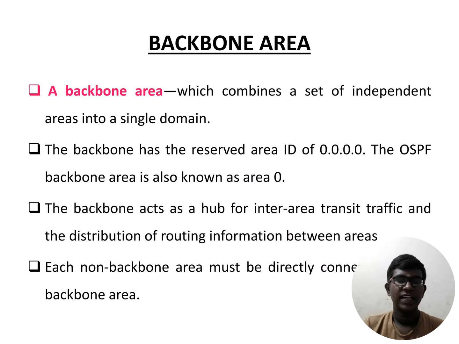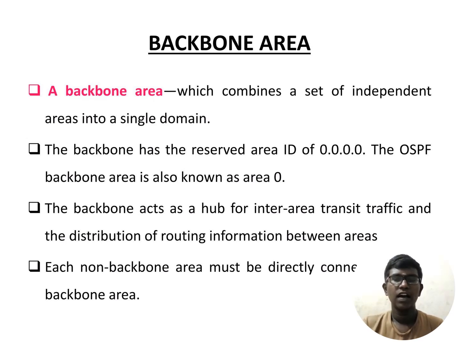A backbone area is the core area which combines a set of independent areas into a single domain. The backbone area has a reserved area ID of 0.0.0.0. The OSPF backbone area is also known as Area 0. The backbone acts as a hub for inter-area network transmission traffic and the distribution of routing information between areas.